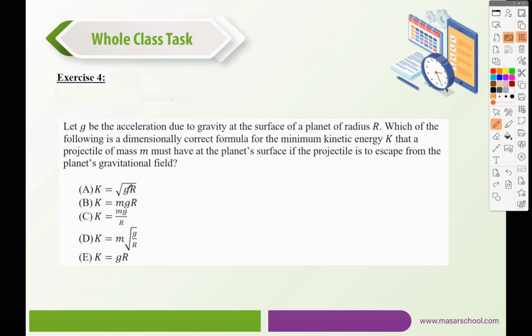That would be the radical of meter per second square multiplied by meter, which is the square root of meter square per second square, which is meter per second, and this is the unit of speed and not energy. Then we can directly eliminate A.